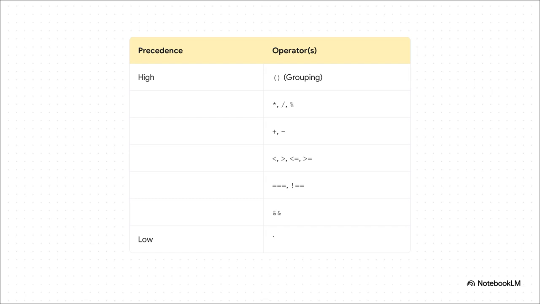You can see that operators at the top of the list, like multiplication, have a higher precedence. They get evaluated before operators at the bottom, like addition. But the most powerful rule of all is right at the very top, grouping with parentheses. Parentheses let you take control and decide the order no matter what.